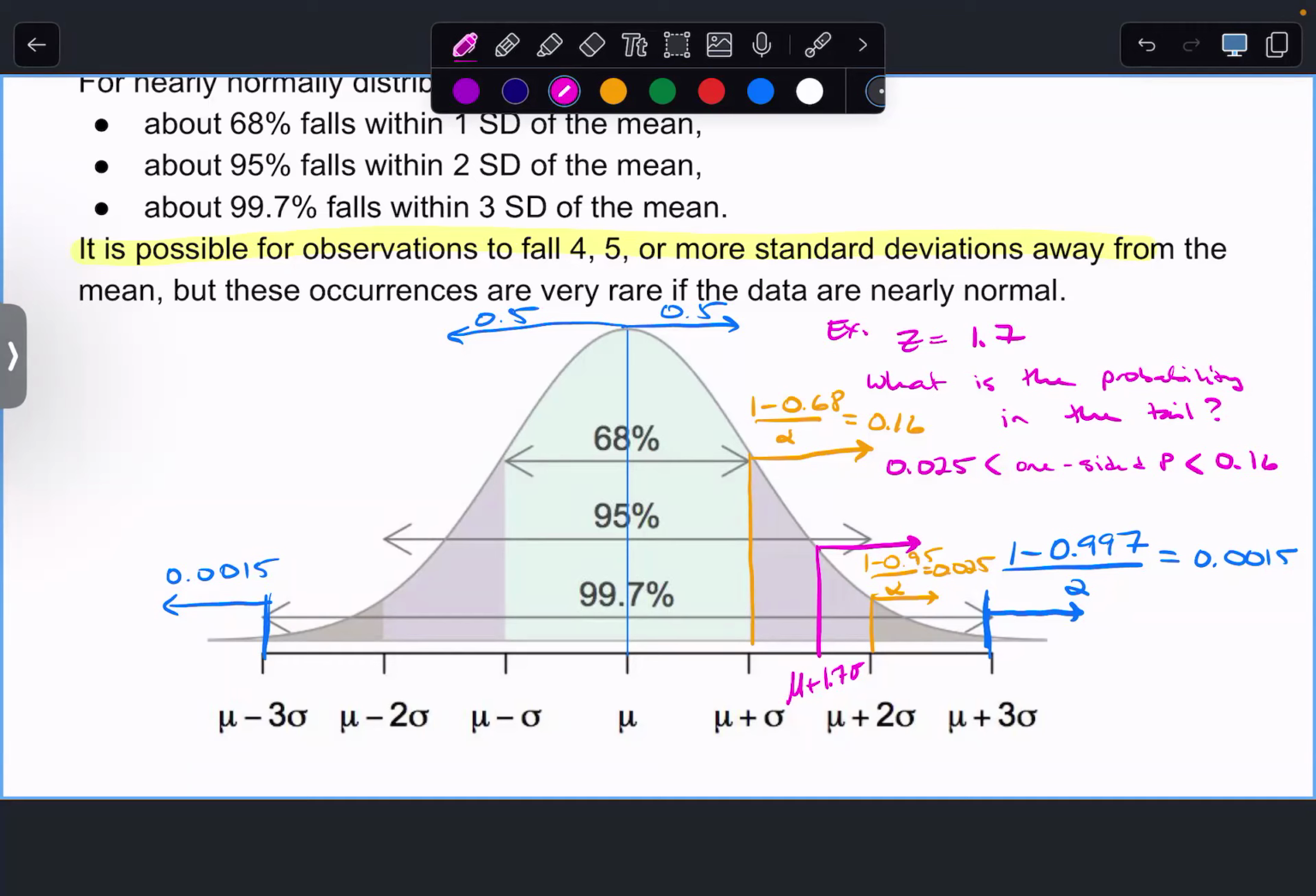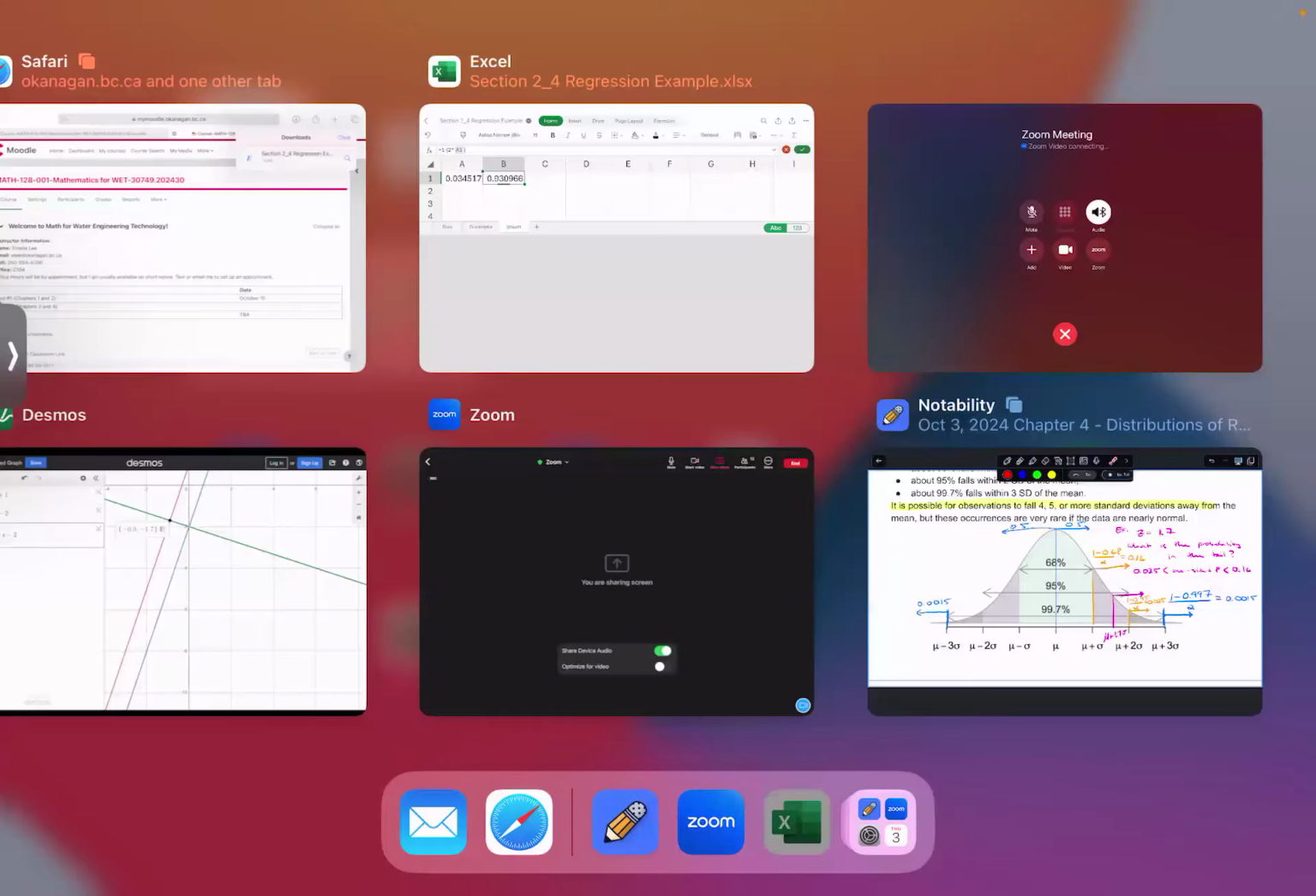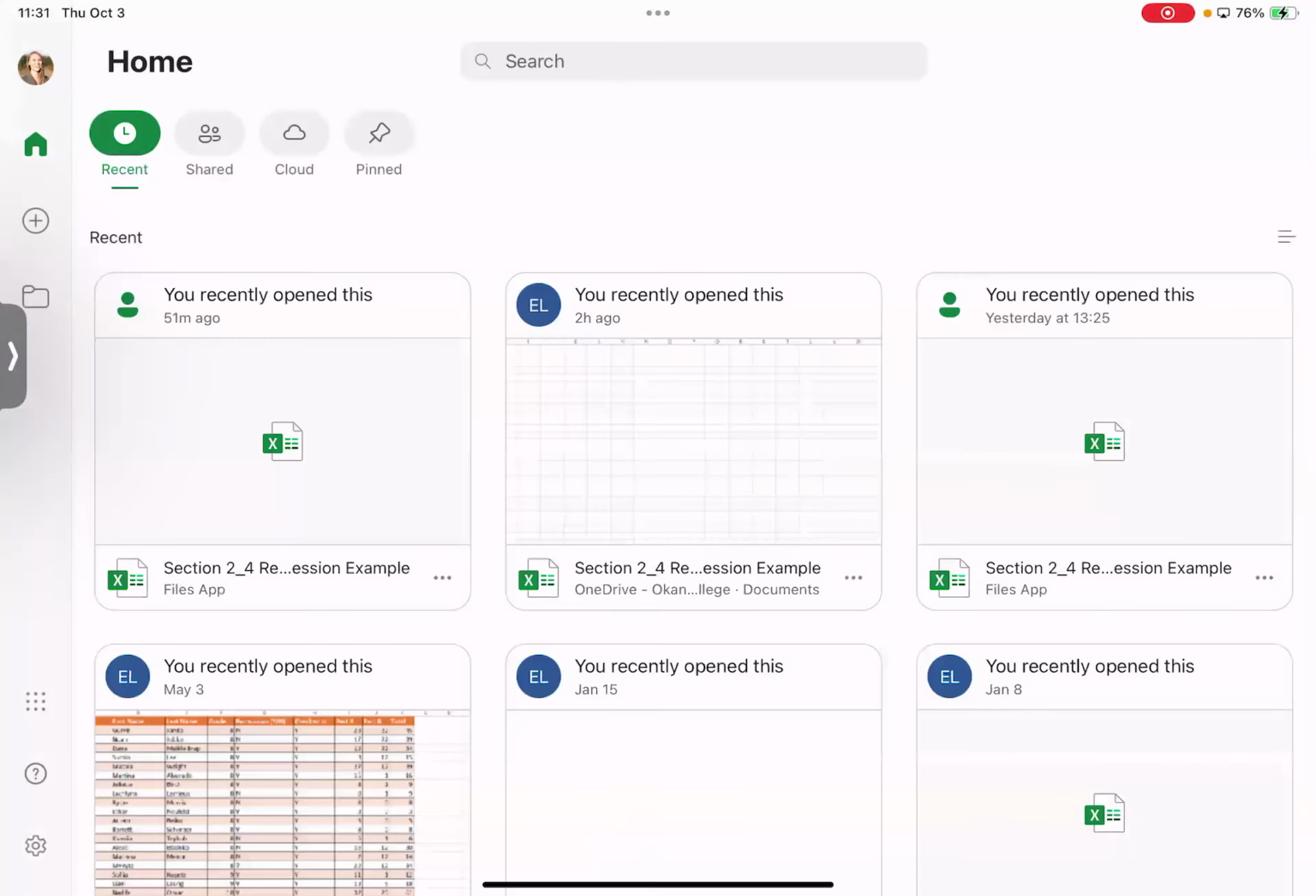But it works the same way as the table, right? Or we would use Excel to find what it is. Okay. So, just using the 68, 95, 99.7 rule, we do get an approximation. It's just not very useful, right? What would it be if we used Excel? Mostly because I'm curious.